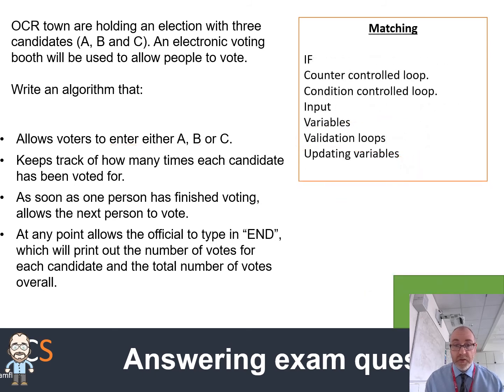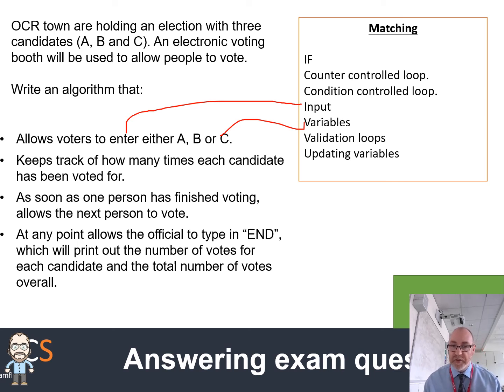Okay, so then I'm matching all these things. So I've got my variables here. I've got my inputs here. And then also keep track of how many times each candidate is voted for. Well, I also need a way of saying, okay, if I enter A, I'm going to update the variable to say that. So if I vote for A, it's going to add 1 to A. If I vote for B, it's going to add 1.